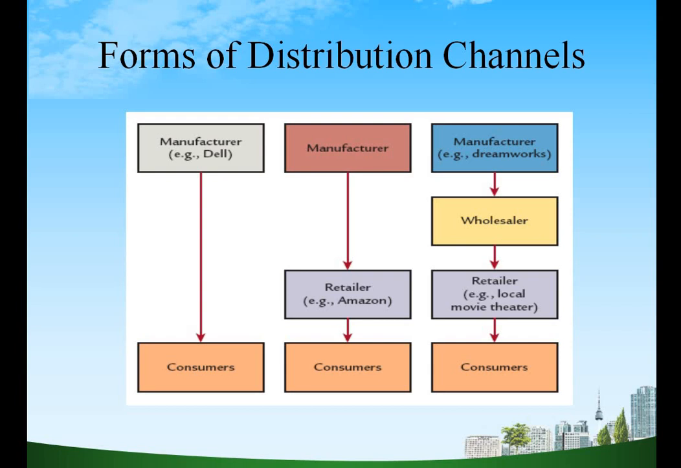In such a case, this long distribution channel is used for products such as very fast moving consumer goods, so that people are able to buy the fast moving consumer goods at their convenient point of sale. So the larger distribution channel will be used for products which are fast moving in nature.